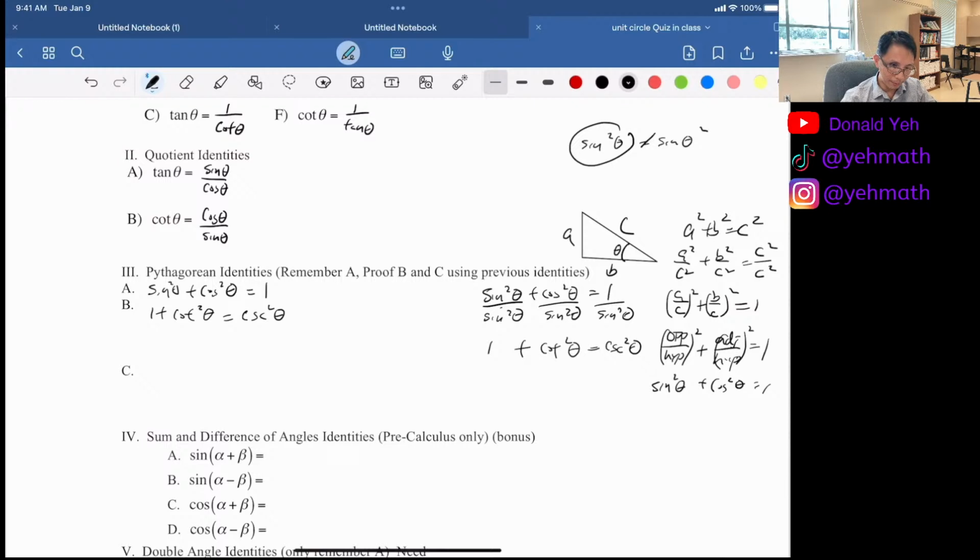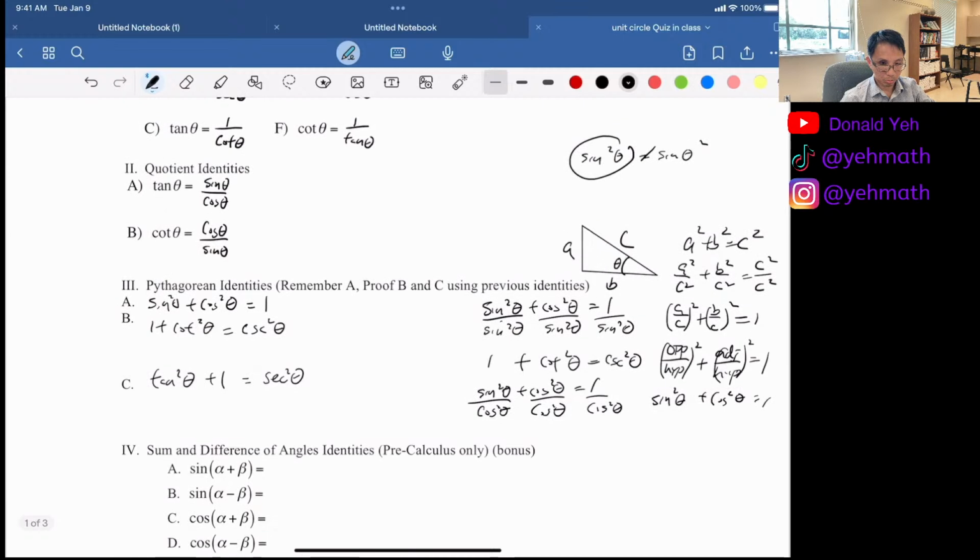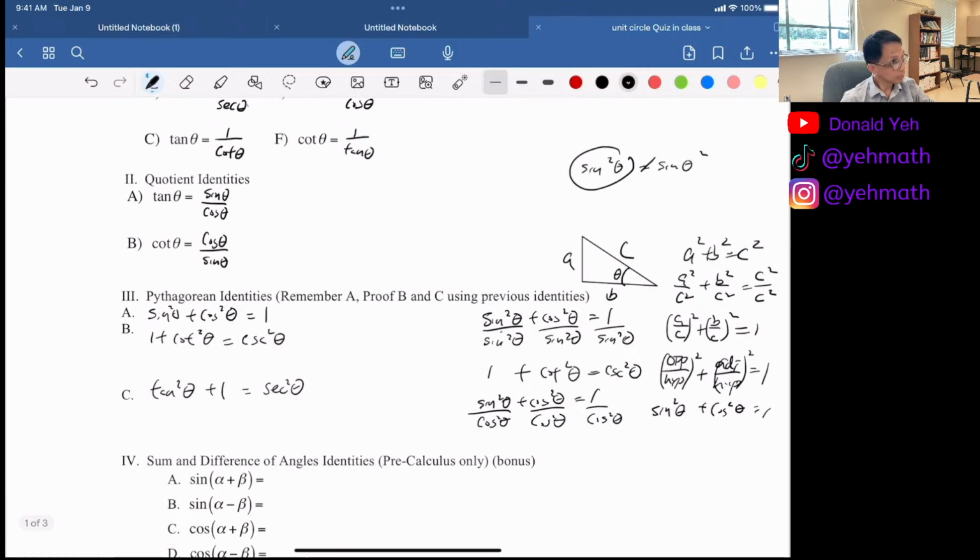You guys should already know that. Now you're going to do the same thing. You start with sine squared theta plus cosine squared theta equal to 1. I want you to divide everything by cosine squared theta. Then that's going to give you tangent squared theta plus 1 equal to secant squared theta. So you just proved A, B, and C. Do you need to prove B and C? Yes. For my test, you have to be able to prove A, B, and C. Now A might not need to, A just looks like that. So we just need to know how to derive A, B, and C.